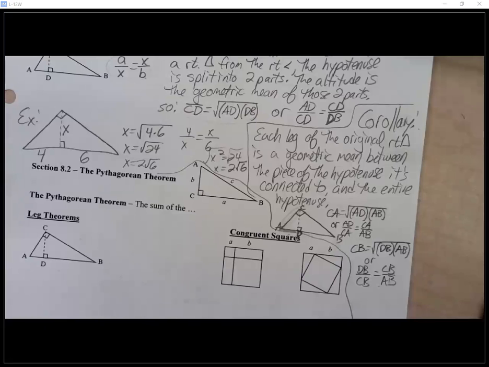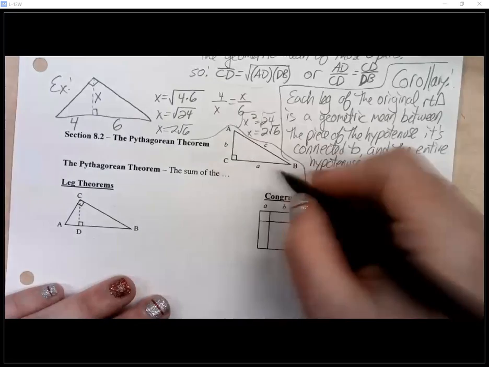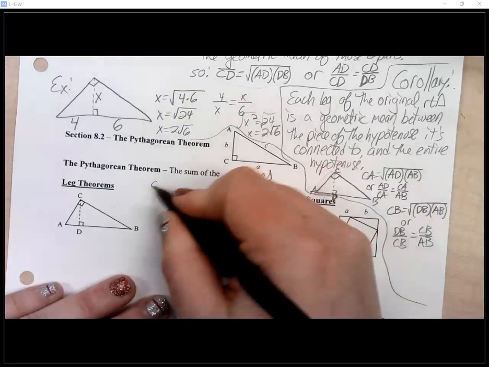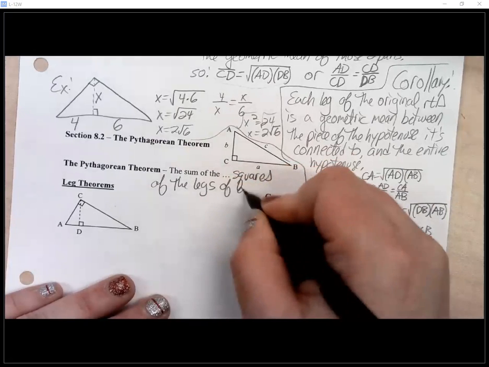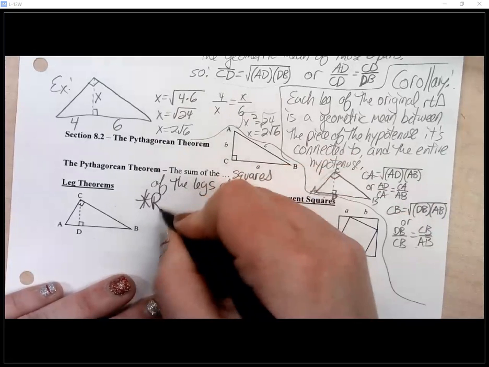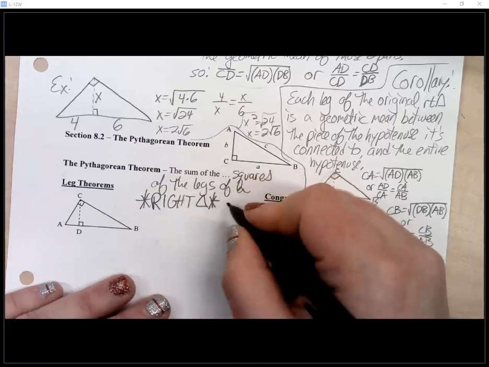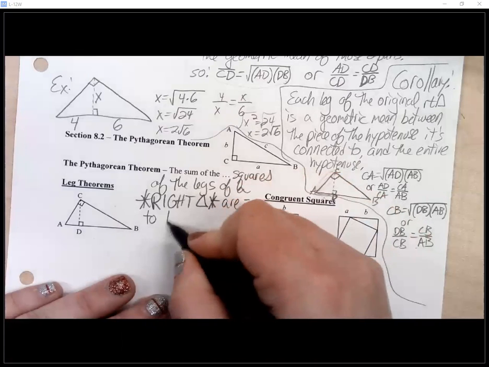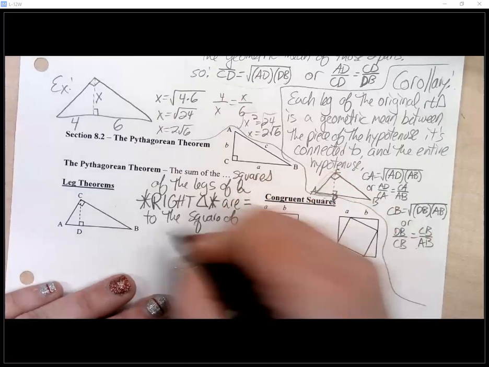And here's what it states. The sum of the squares of the legs of a right triangle are equal to the square of the hypotenuse.